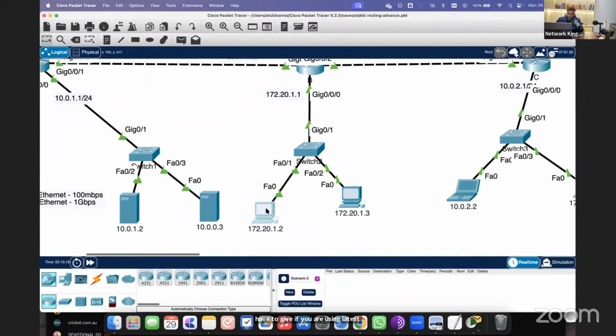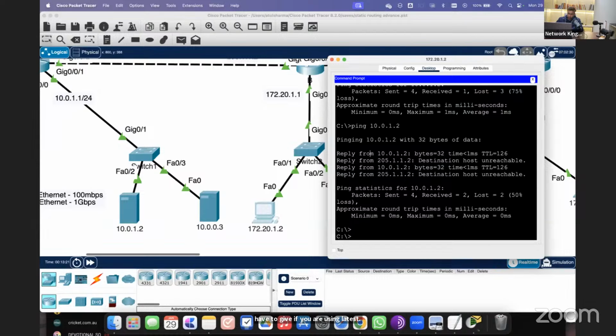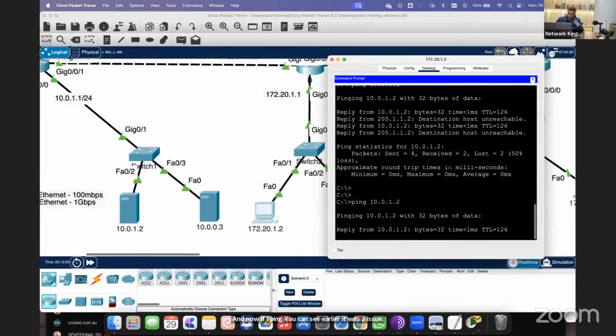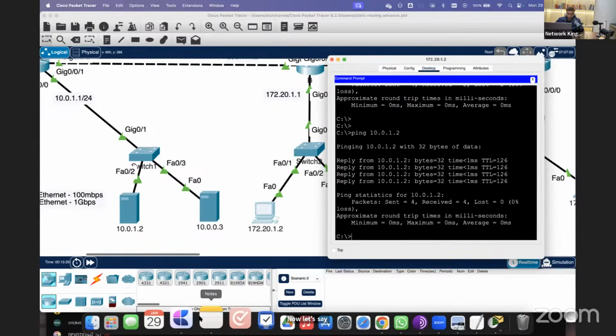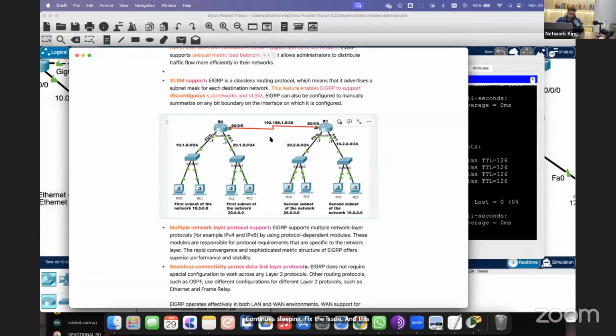And now if I ping, you can see earlier it was an issue: one packet pinged, one unreachable. Now let's continuously ping. The issue is fixed. And this is what we call the benefit of using VLSM support in the routing protocols. Clear, everyone?